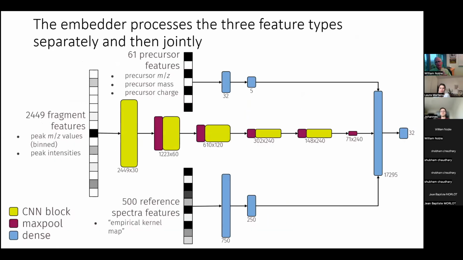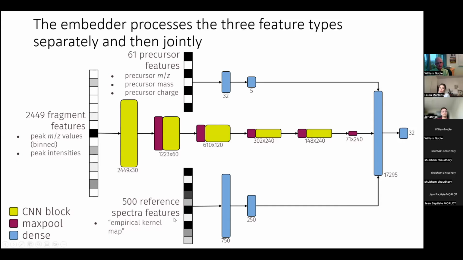We take all of these three different representations of the data. So there's 61 features that represent the m over z, the mass, and the charge. There's 2,449 features that represent the fragment values. And then we also have what's called an empirical kernel map. So you have 500 reference spectra features, which are a trick to capture the fact that the measurement of the m over z axis is extremely precise. And when we do this, these binned intensities over on the left over here, we lose some of that precision.